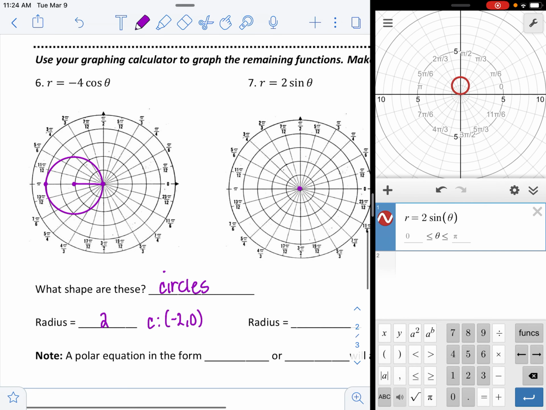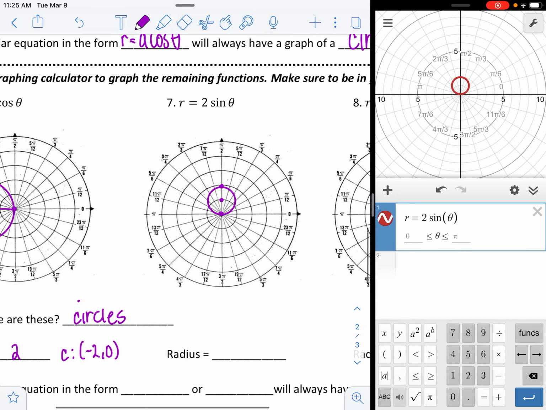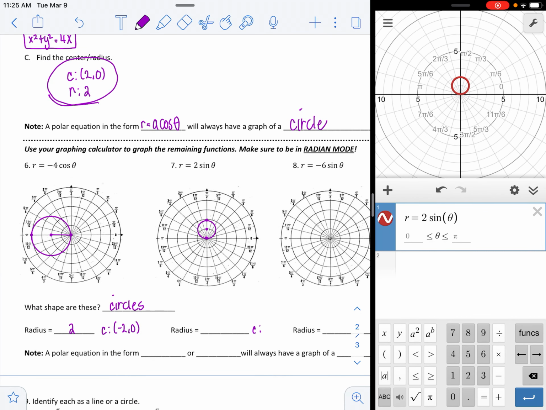All right, if you look at this circle, it touches (0, 0), just like the other one did. And then if you go up 2, you'll have your circle right here. Okay, so there's my circle. If you look here, there's my center right there, which is (0, 1). And my radius is 1.